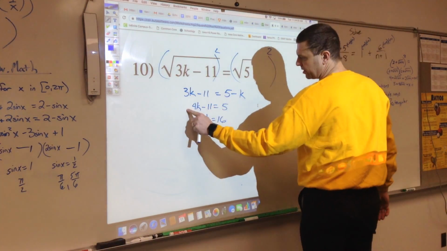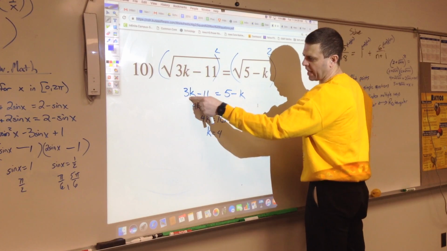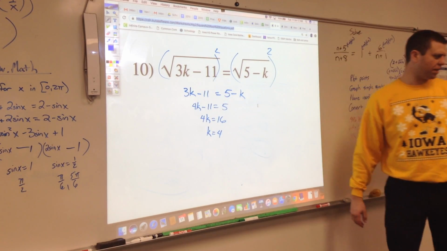To go from this step to this step, I added this k to both sides. So I added k to get rid of it here, and when I add k to 3k, you get 4k.